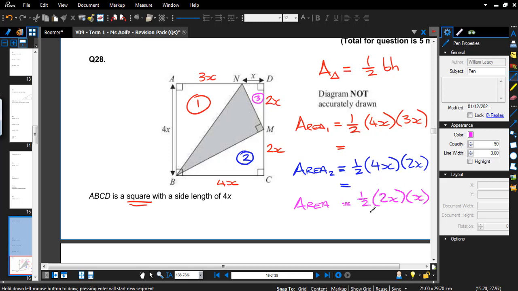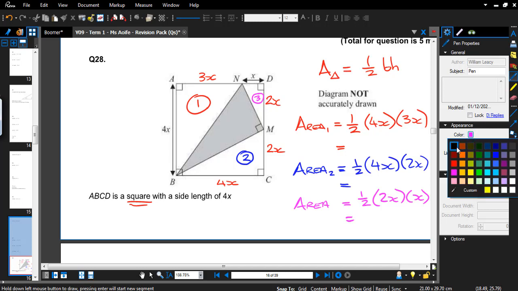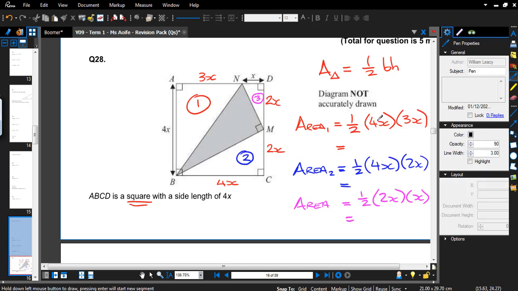Now, let's rock and roll here. We can just blast through these. Easy. Half of 4x is 2x. 2x times 3x is 6x squared. Half of 4x is 2x. 2x times 2x is 4x squared. Half of 2x is x. x times x is x squared.